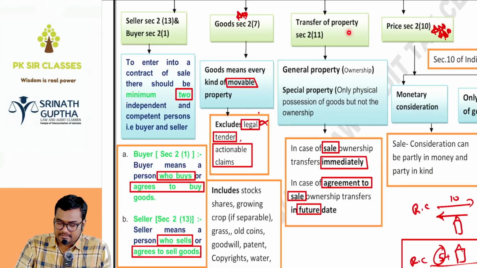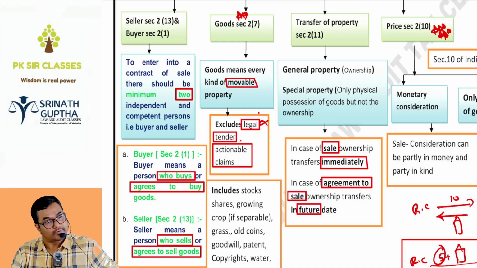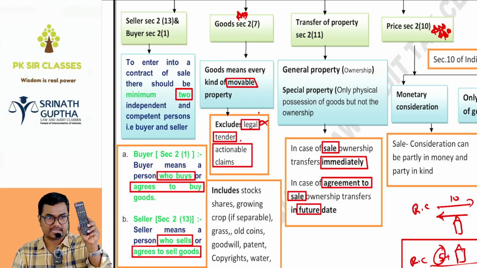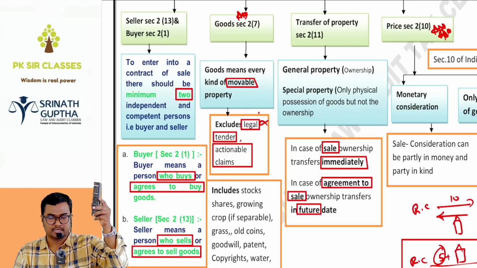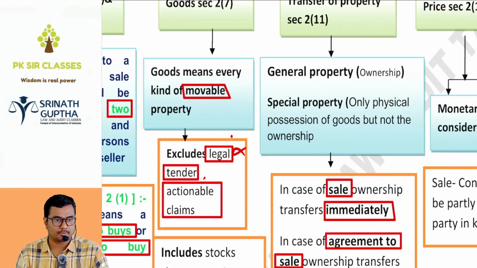And there must be transfer of property. And property is two types: general property and special property. General property means ownership. Special property means possession. For example, this remote belongs to this academy. They have the general property, ownership. Right now, I am holding this. It's a special property. If nothing is mentioned, we have to assume property means general property only.